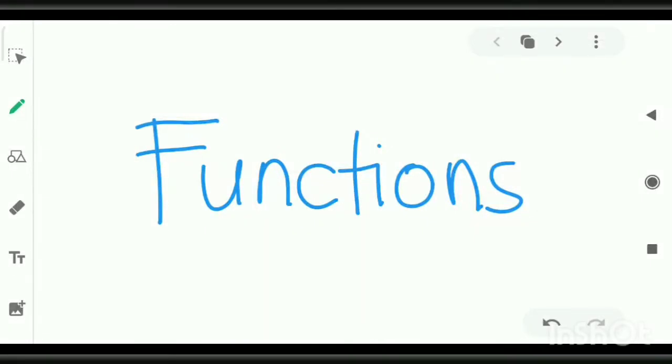Hi! Today we're going to learn about functions. So today our goal is to determine whether the given is a function or not. First, let's review what a function is.